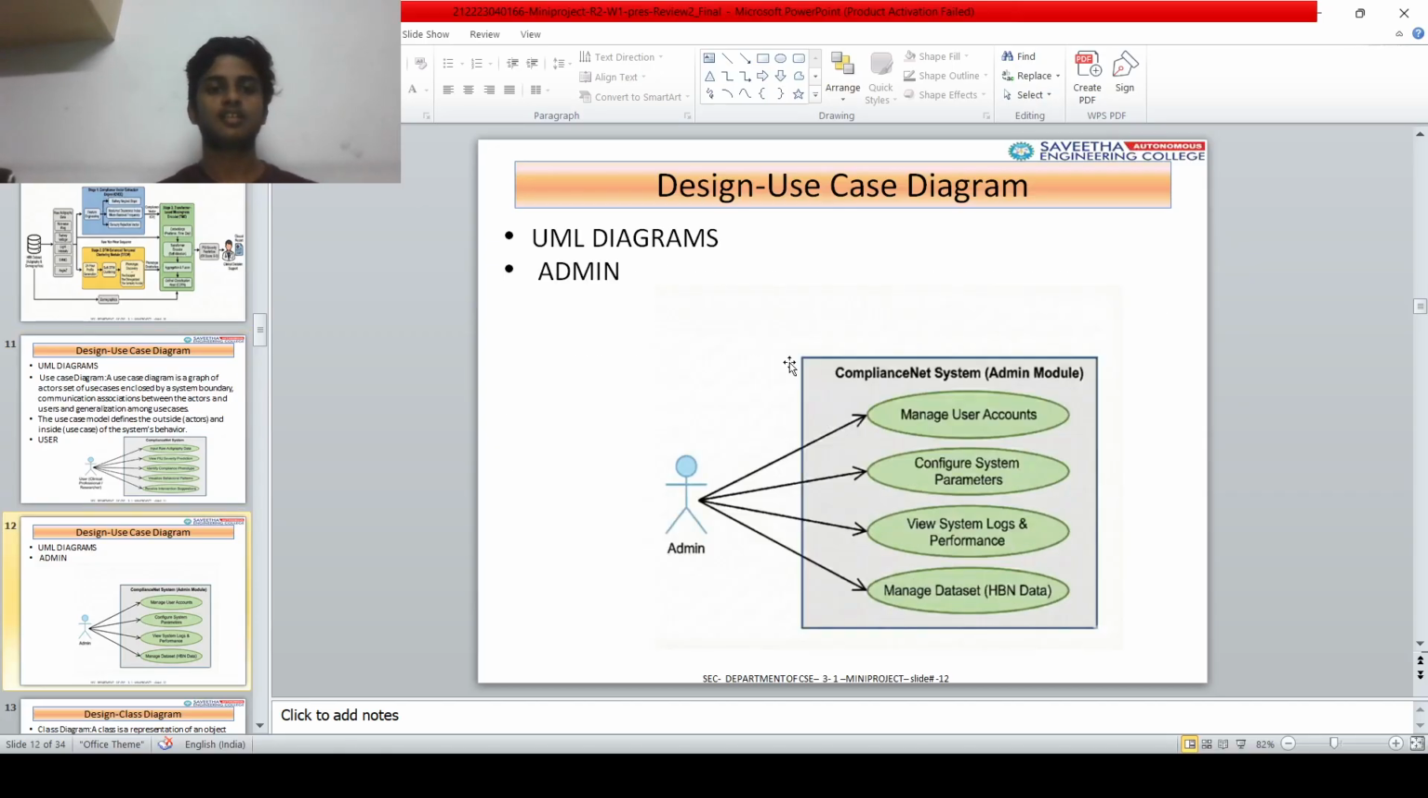Next, another use case diagram shows the administrator responsibilities, which include managing the datasets and the system settings. Admins ensure data integrity and performance. System monitoring is also handled by the admins.